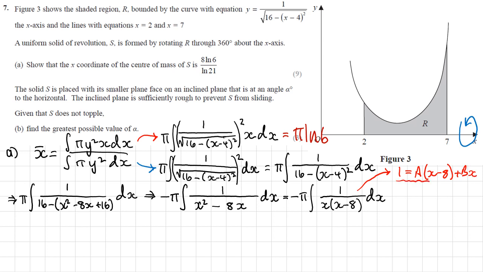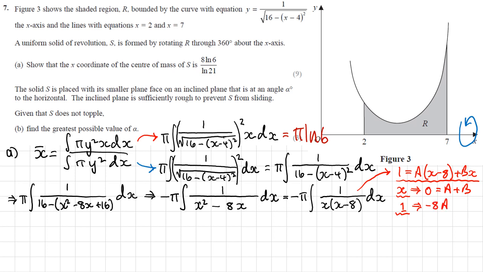Okay, let's compare coefficients. So if I compare the coefficients of x, so obviously on one side it's 0, so there's no x terms on this side. Then on the other side I'm going to get 0 is equal to ax, or a plus b. Then if I compare the number coefficients, I've got 1 on the left hand side, and then on the right hand side I will get negative 8a.